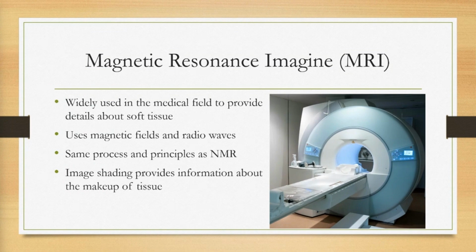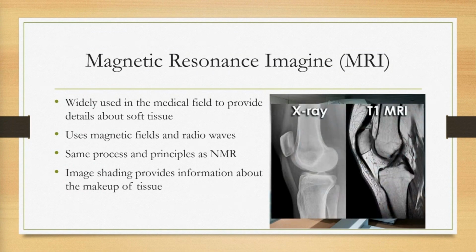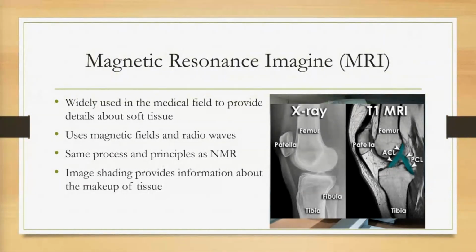So I have an example of an X-ray and an MRI of a knee. So here you can see, let me get my laser pointer. In the X-ray, you can see knee bones. In the MRI, it provides a little bit more detail about the tissue around the bones, and a little bit more detail right here. Those dark pieces are actually tendons. So that's the ACL and the PCL there. So MRIs, super useful in the medical field, and MRIs are based on essentially NMR.